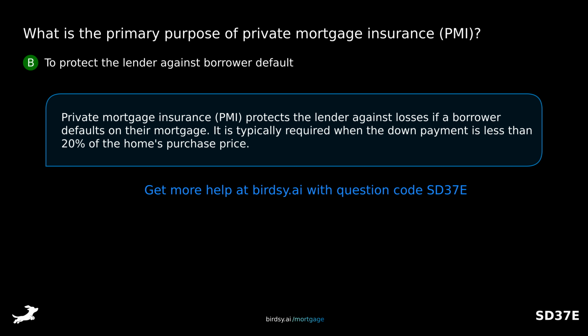Private mortgage insurance protects the lender against losses if a borrower defaults on their mortgage. It is typically required when the down payment is less than 20% of the home's purchase price.